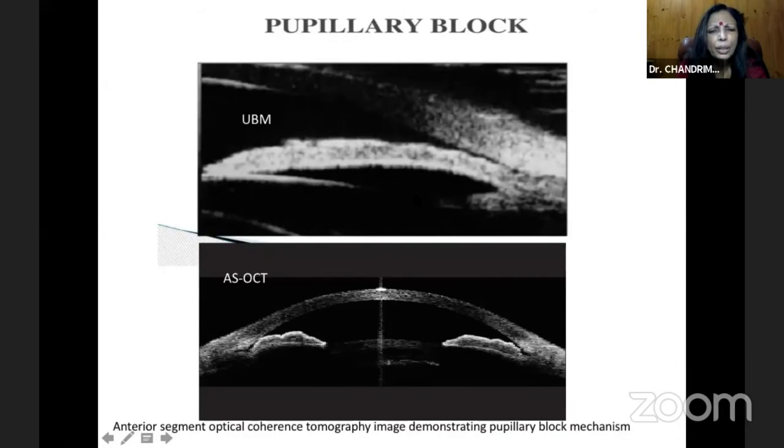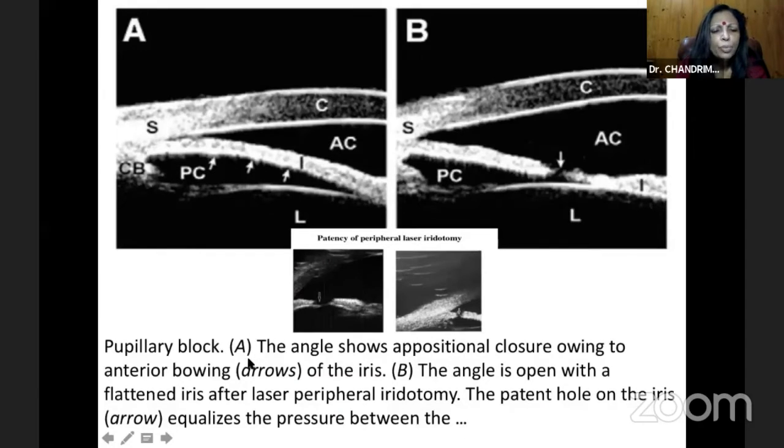Regarding pupillary block, a line about ASOCT here is that it is much better identified by the UBM because you have the depth in the UBM, which is lacking in the ASOCT. So next we come to pupillary block in a more detailed manner in the UBM. The angle shows oppositional closure, as you see out there, owing to the anterior bowing of the iris.